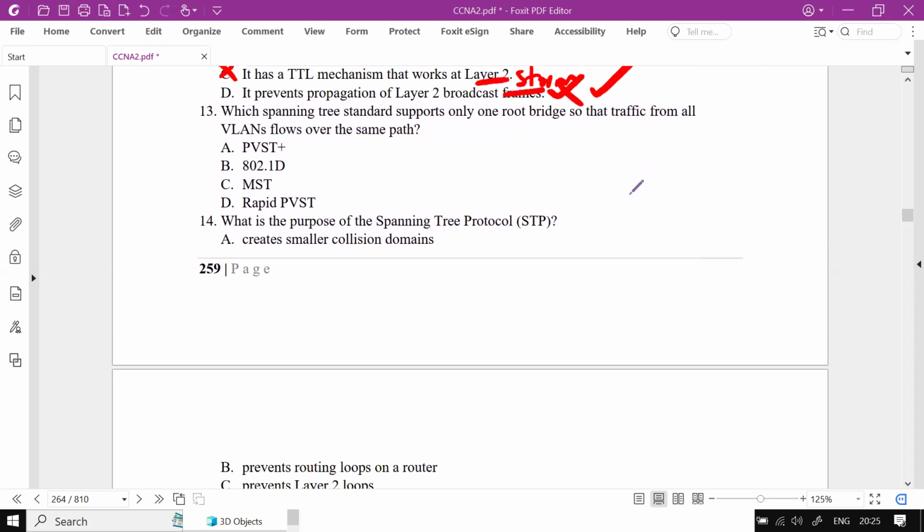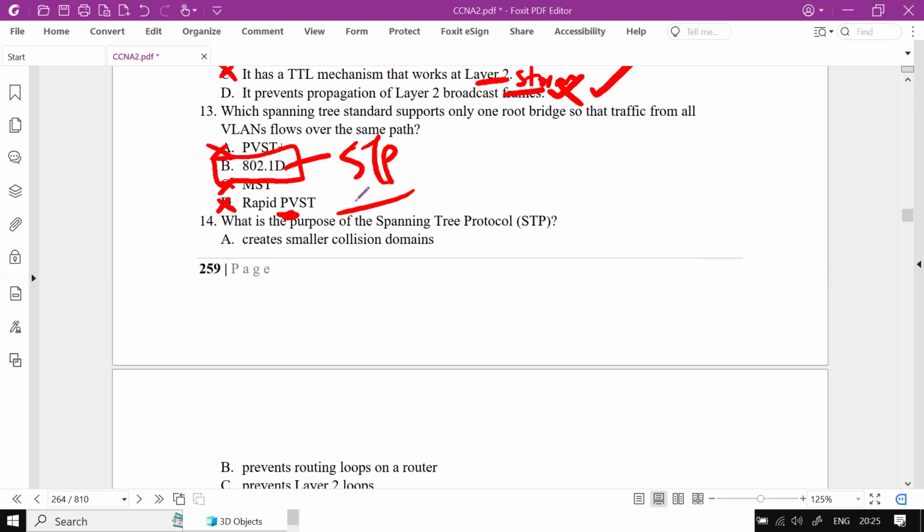13. Which spanning tree standard supports only one root bridge so that traffic from all VLANs flows over the same path? Per VLAN enables multiple bridges. I think we discussed something to do with multiple instances. Definitely meaning you have multiple root bridges. Per VLAN, for every VLAN there is a bridge. This is multiple. So this one, if you didn't know the answer, you can use the method of elimination. But this one is the OG STP, one instance.